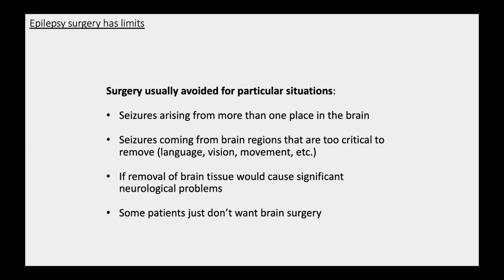So we usually avoid surgery for particular situations, including when seizures arise from more than one place in the brain, especially if it's kind of bilateral, both sides in the same structure. And then seizures coming from brain regions that are just too critical to remove. So the areas of your brain that are in charge of language, for vision, for movement, especially arm movements, those are things that can cause massive disability for a person's life that would be permanent.